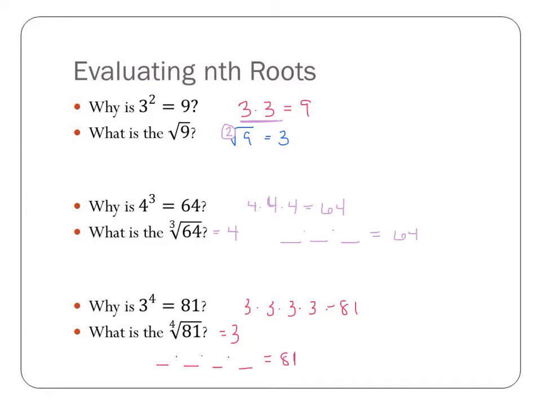So there's this relationship between the 4th power and the 4th root, and the 3rd power and the 3rd root, and that they undo each other. Okay, so cubing 4 gets you to 64, but then the cube root of 64 gets you back to the 4. So they are undoing each other.